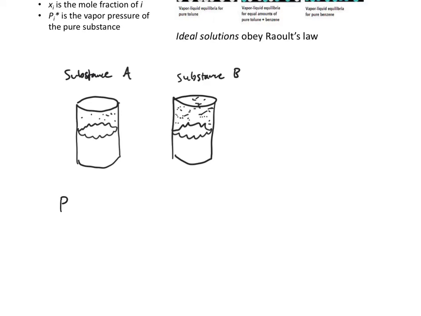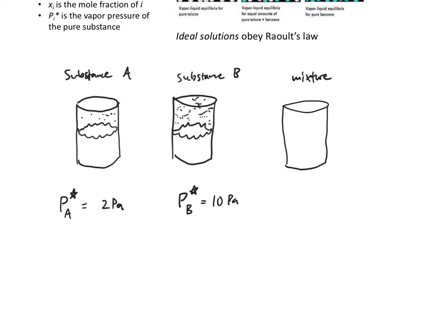Then PA star represents that vapor pressure for substance A if it was pure. And let's just say, for example, that it's 2 pascals. Okay? Then let's say that substance B also had a pure vapor pressure, and let's just say it was 10 pascals. Okay? When we make a mixture, let's say that it is 50% substance A and 50% substance B.